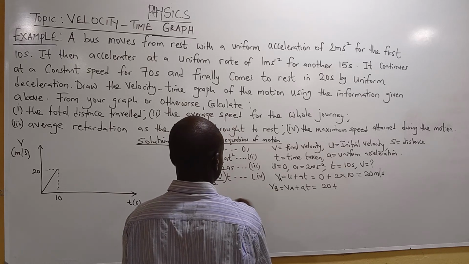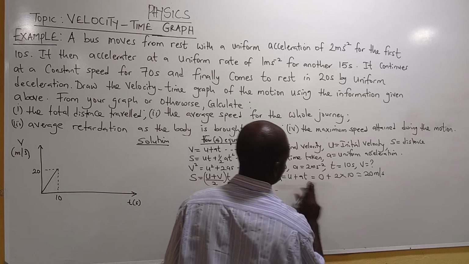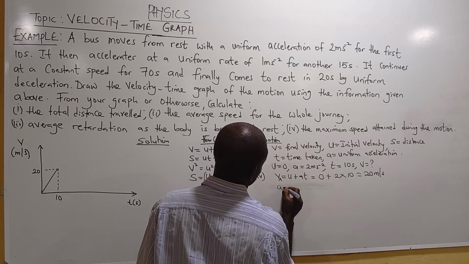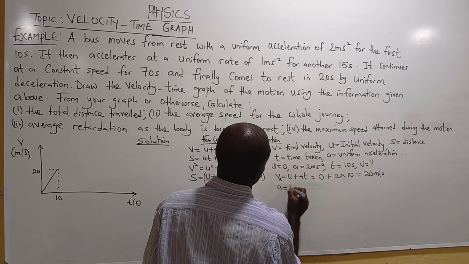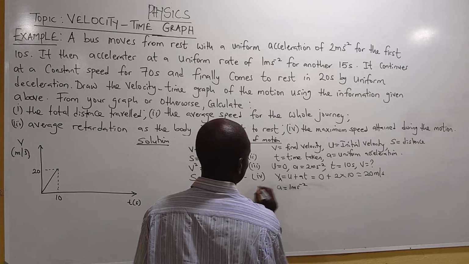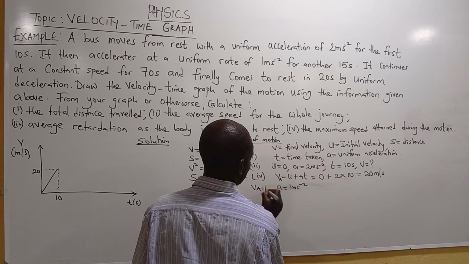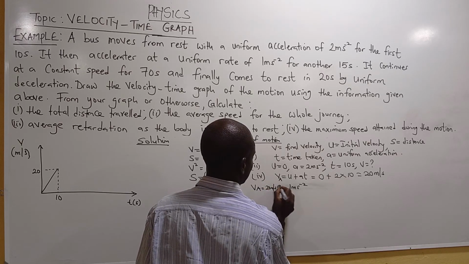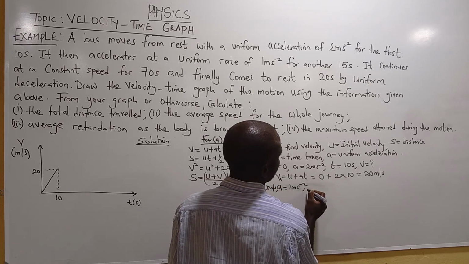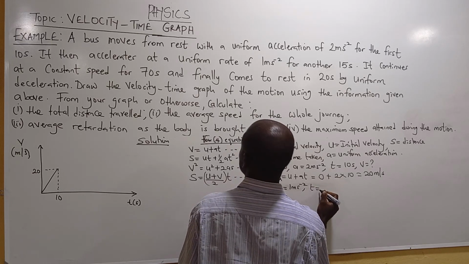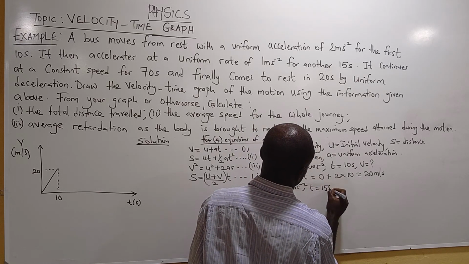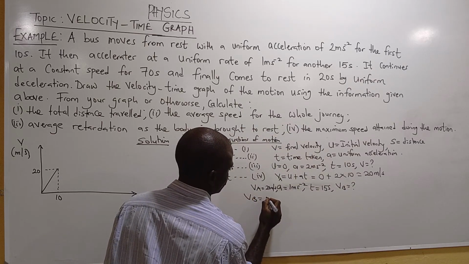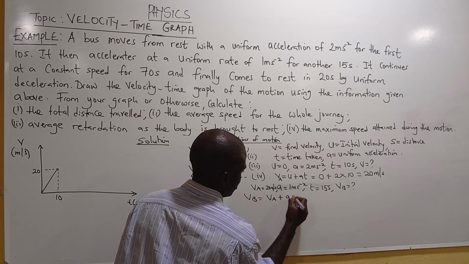Before you do that, let's write the parameters for the second one. Acceleration is given to us as 1 meter per second squared. We are using va now, in this case, to be 20 meters per second, and what is our time for that? Our time is 15 seconds. We are looking for vb.